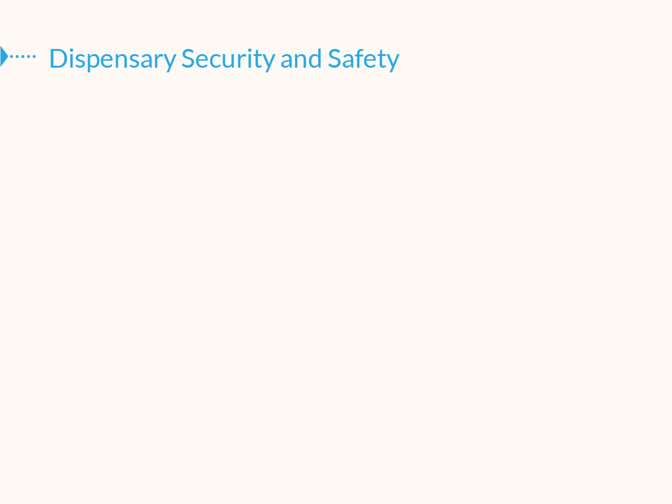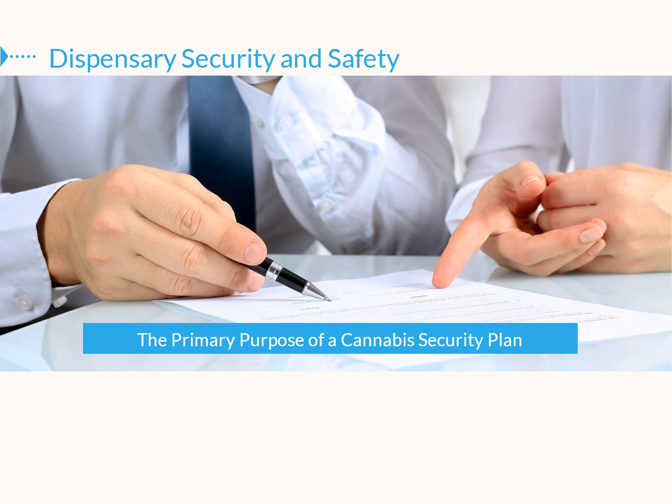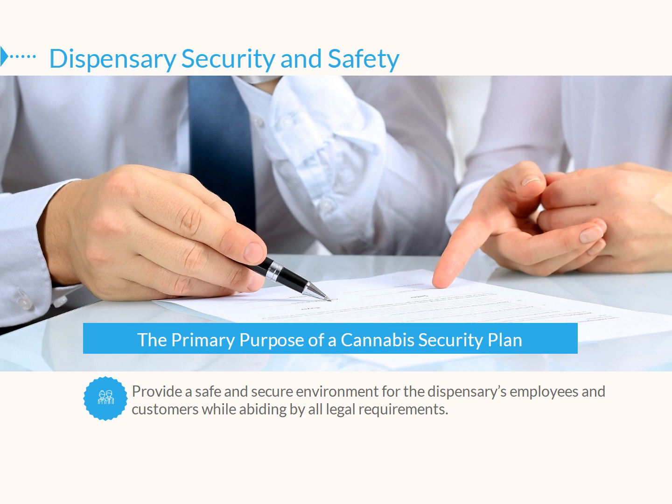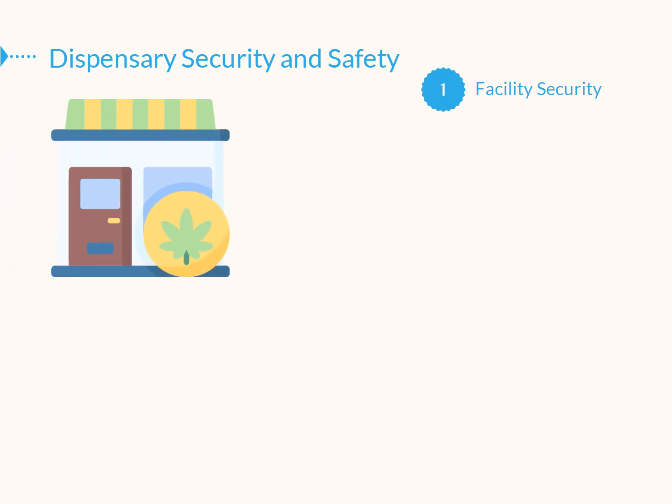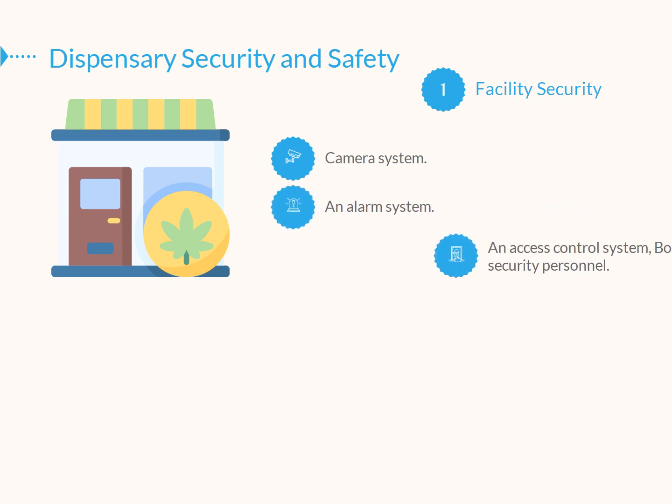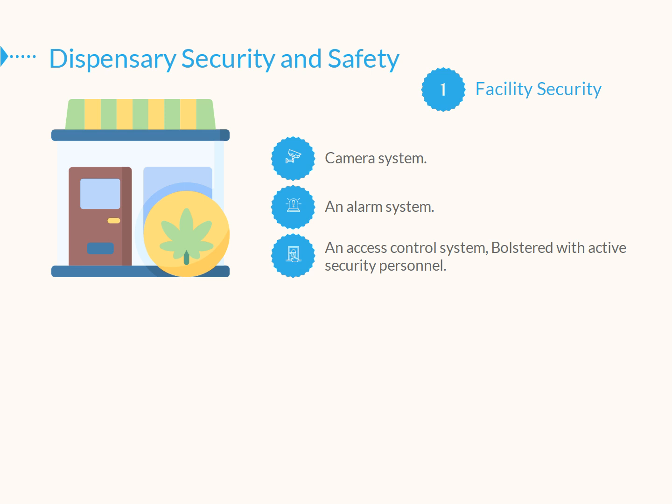Dispensary security and safety. The primary purpose of a cannabis security plan is to provide a safe and secure environment for the dispensary's employees and customers while abiding by all legal requirements. Let's take a look at the four most important components of any dispensary security plan. 1. Facility security. The physical security of a dispensary is typically composed of a camera system, an alarm system, and an access control system, bolstered with active security personnel.